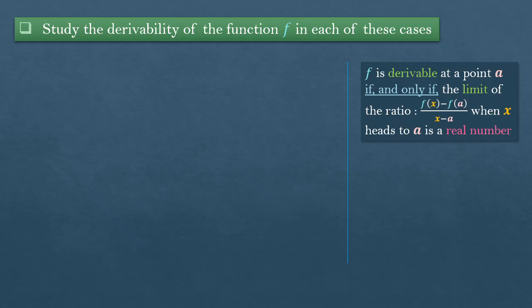Now we will start with the first case where f(x) is equal to x squared times the square root of x. In this case, our function f is defined if and only if the variable x is greater than or equal to 0, so the domain of definition of our function f, which we note as Df, will be equal to the semi-closed interval 0 to positive infinity.